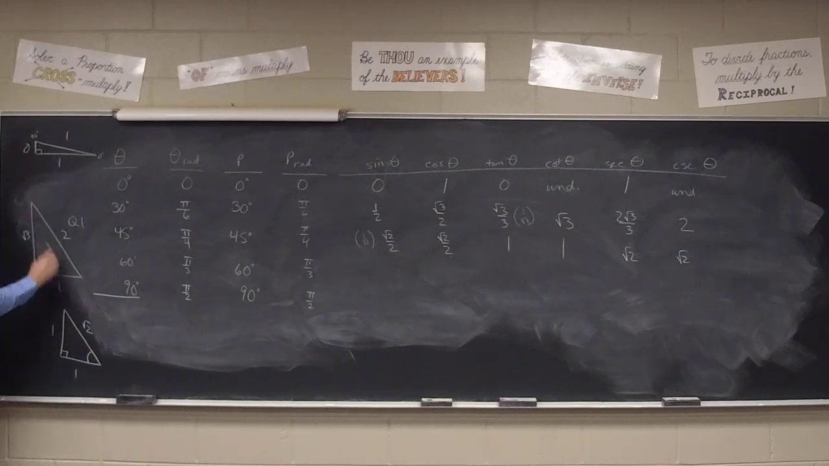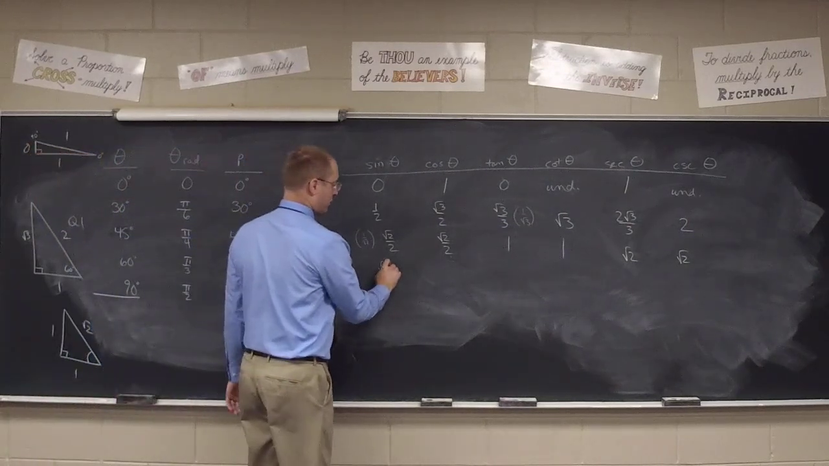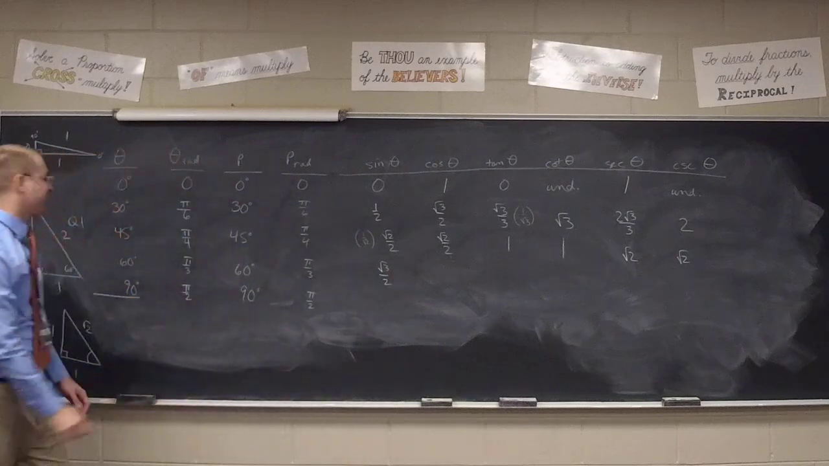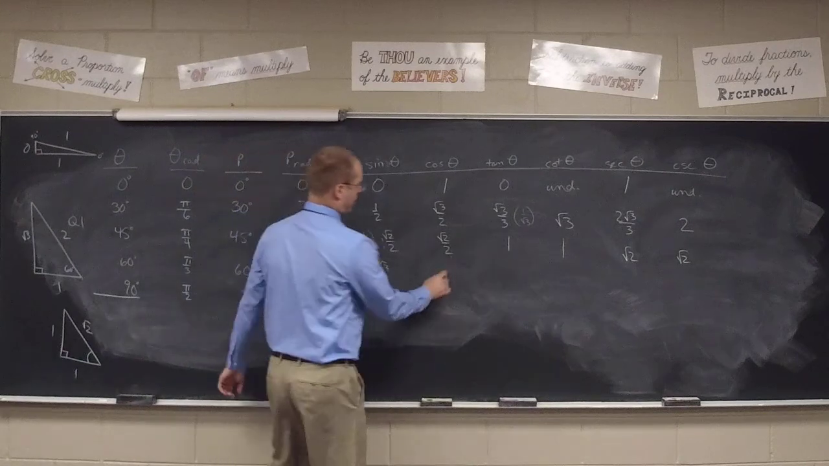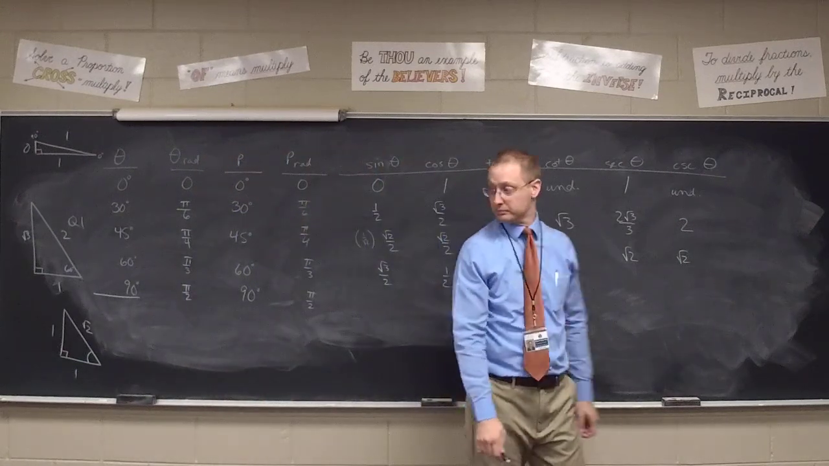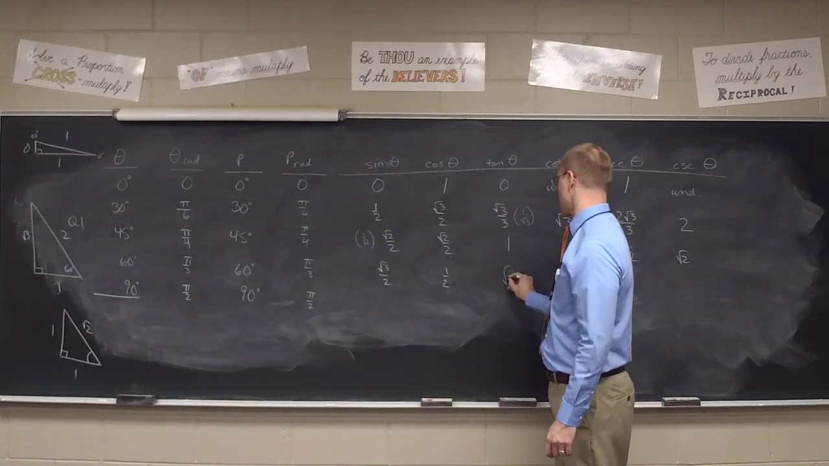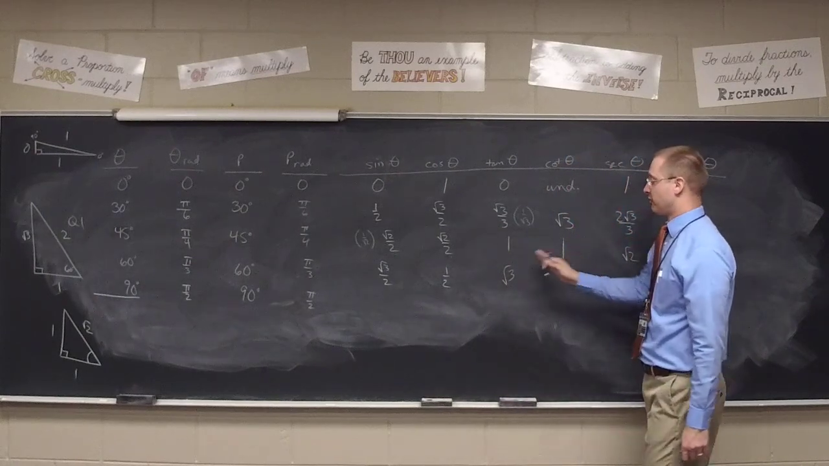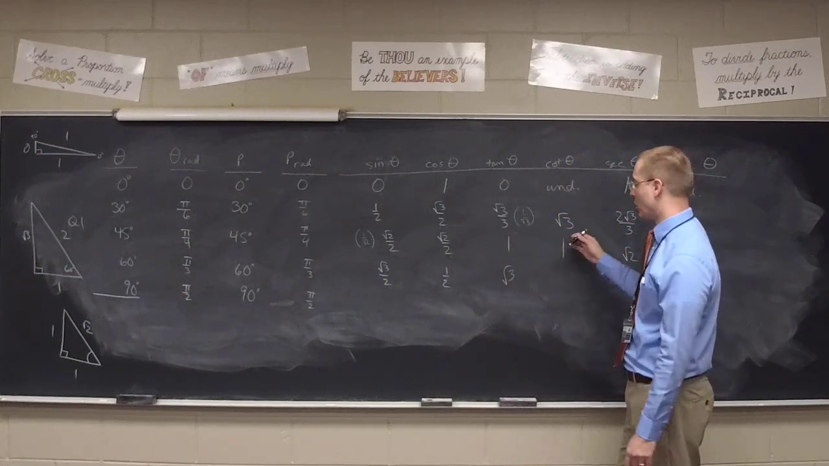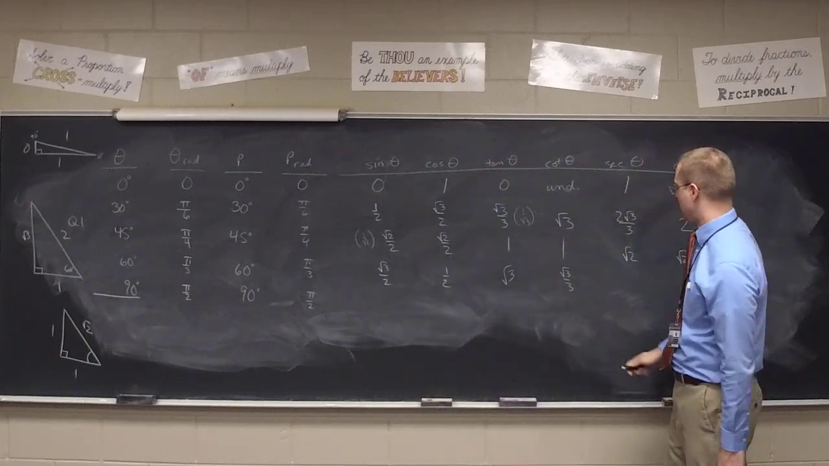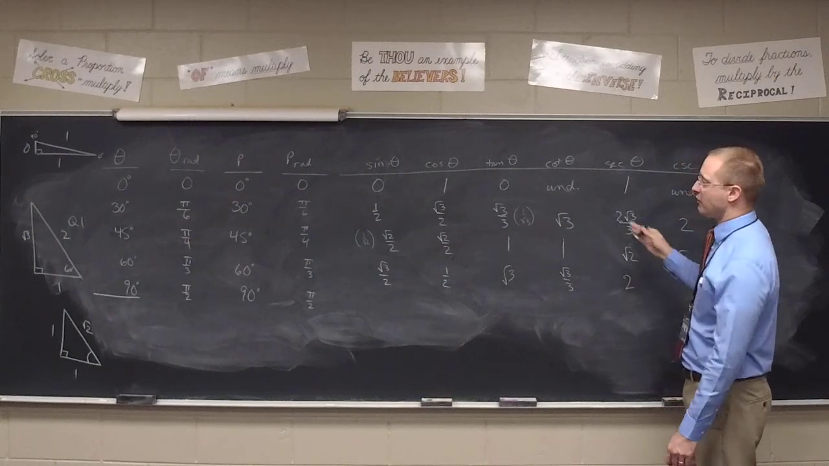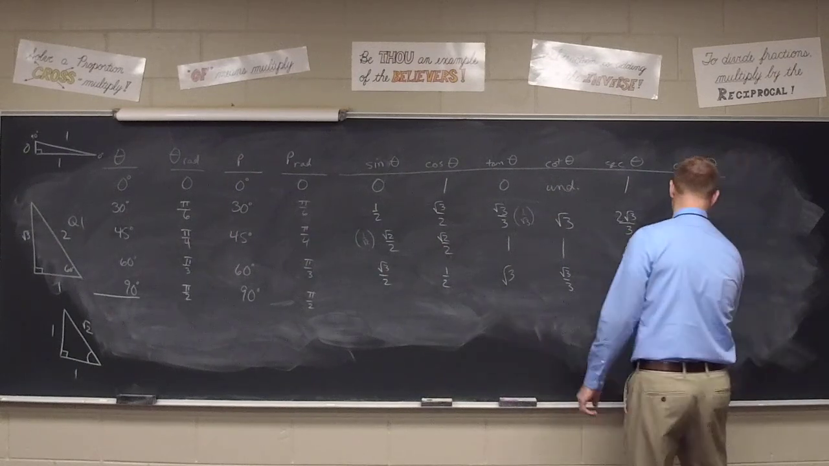60 degrees. Focused here now. Opposite over hypotenuse. Square root of 3 over 2. Cosine, adjacent over hypotenuse. 1 over 2. Tangent, opposite over adjacent. Square root of 3 over 1. Cotangent, flip the square root of 3. 1 over square root of 3, which becomes square root of 3 over 3. Secant, flip the cosine. 2. Cosecant, flip the sine. 2 times square root of 3 over 3.